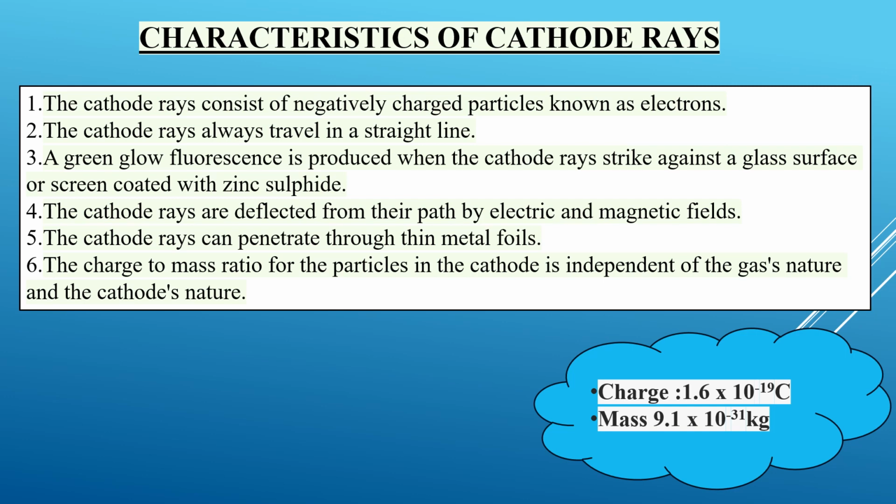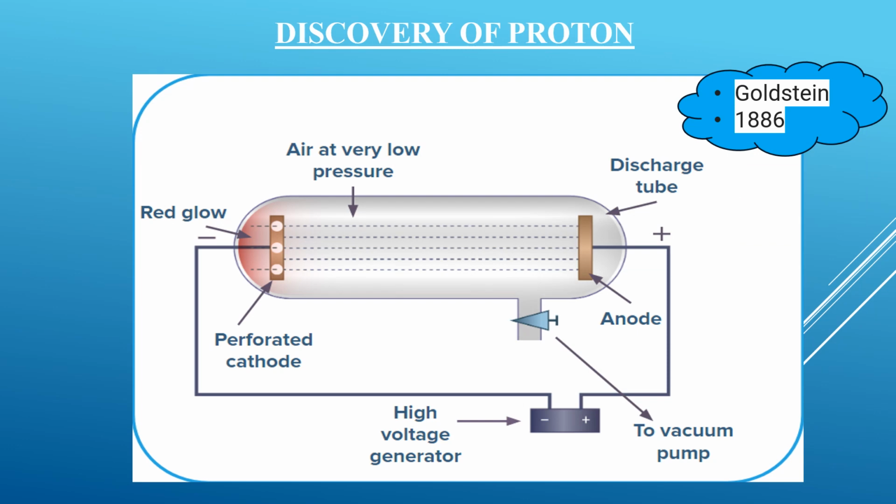Moving on to the next part of the video, discovery of protons. In 1886, Goldstein again carried out an experiment. What he did was, instead of taking a perforated anode, he took a perforated cathode. That means the holes were made in the cathode, apart from making them in the anode.